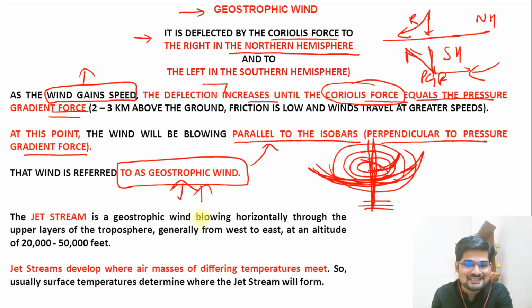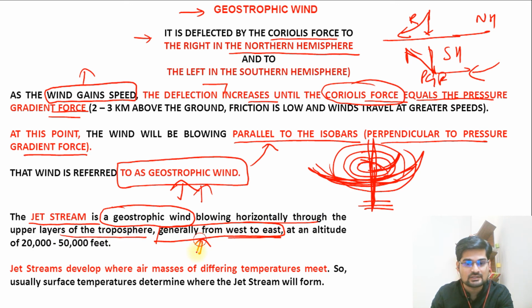It is related to jet stream, because jet stream itself is a geostrophic wind. So jet stream is the best example of what we call geostrophic wind, that blows horizontally through the upper layers of the troposphere, generally from west to east. Now here is a significant catch. This is the general direction. It means it's not universal, it's not entirely on the planet, but in the general case it is going from west to east as the earth rotates.